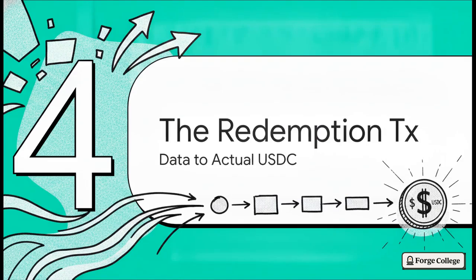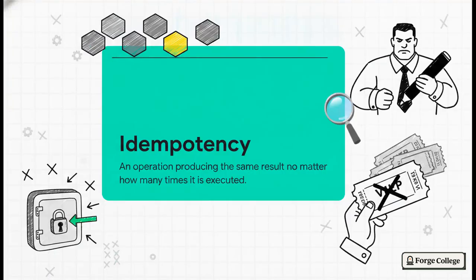And now for Section 4, the climax of our integration flow, the redemption transaction, turning data into actual USDC. Before we mint anything, though, we have to talk about a crucial concept, idempotency. This just means an operation produces the exact same result no matter how many times it's executed. Think of it like a strict club bouncer taking a giant Sharpie to a VIP ticket. Once that ticket is marked, you absolutely cannot hand it back to your friends so they can double dip and get in again. We have to design our transactions so that a hacker can't submit the exact same valid attestation 100 times to completely drain the vault.